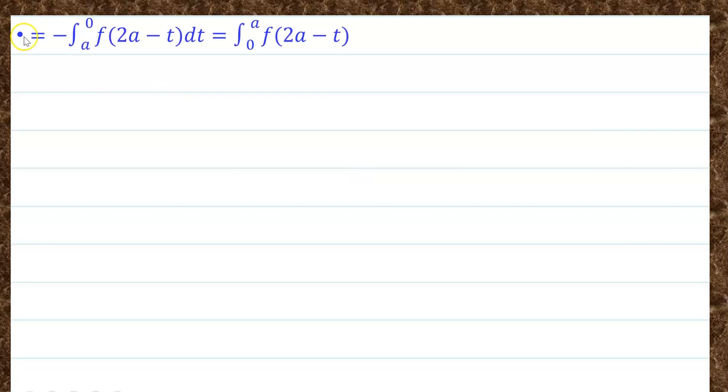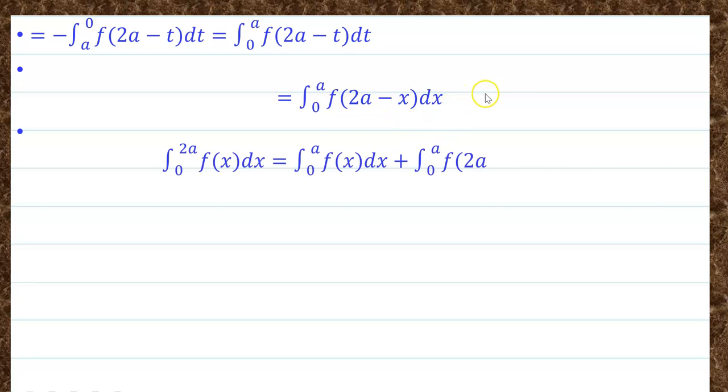Now see this here. Again I am repeating the steps: that is equal to minus integral a to 0 f of 2a minus t dt. Okay, the negative sign we have absorbed here. And that is equal to integral 0 to a f of 2a minus x dx. Here we applied the property of change of variable. And therefore, overall, what is our property? Integral 0 to 2a f of x dx is equal to integral 0 to a f of x dx plus integral 0 to a f of 2a minus x dx.